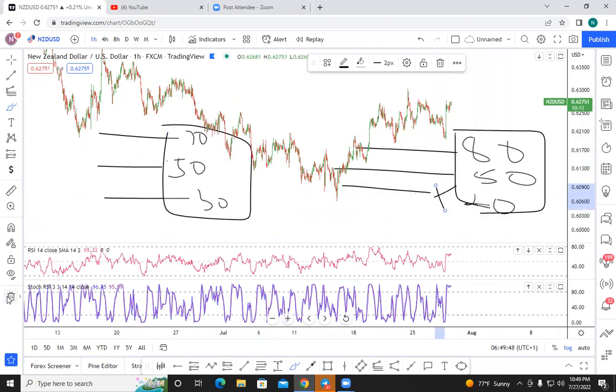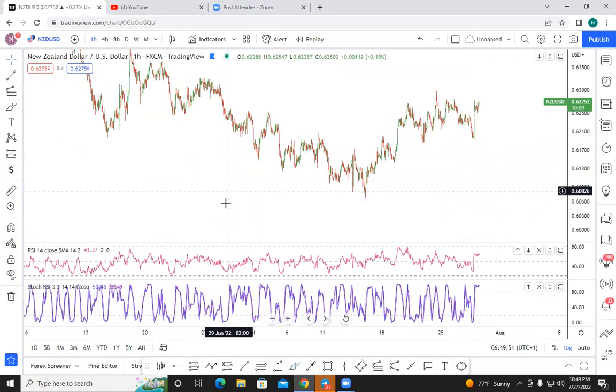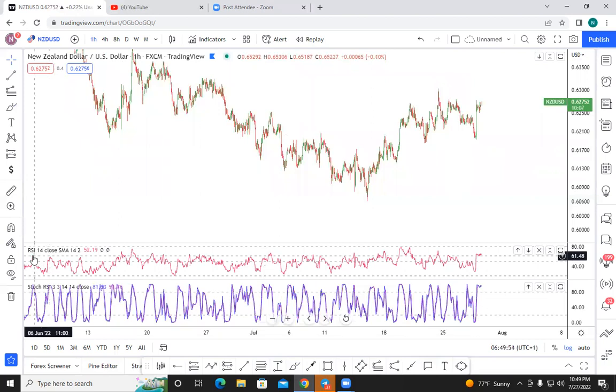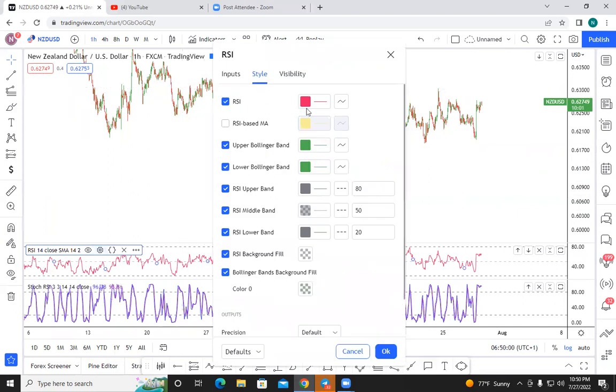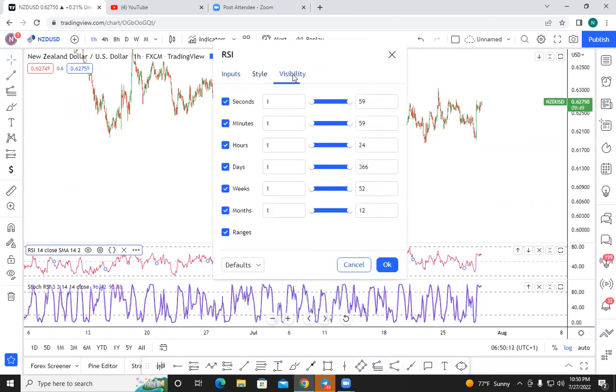So let's go, guys. Now, that's the first thing you should know. So this is your RSI. The setting is 14. You look at it here. The RSI 80, 50, 20. You look at the input. The RSI length is 14. That's what is important there.